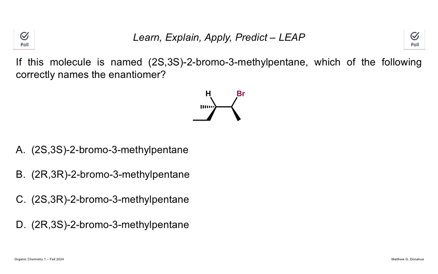So if we have S and S, which one is the enantiomer? So remember, for the enantiomer, the designations have to be exactly opposite at each position. So that would give us the 2R, 3R.